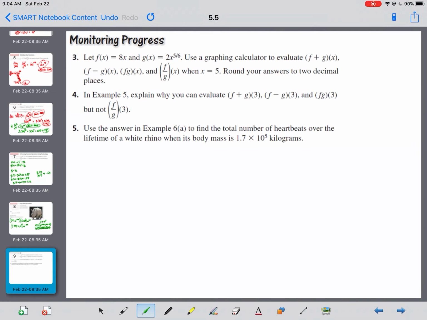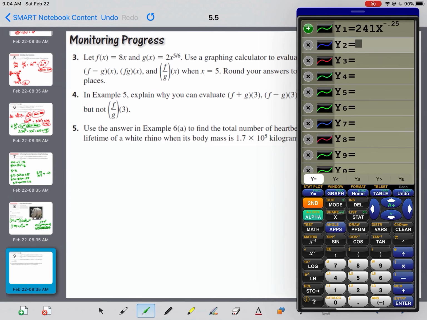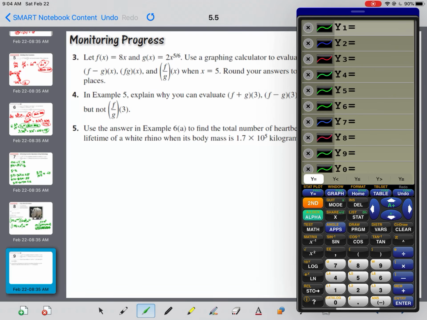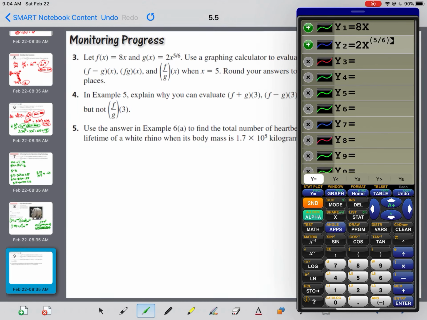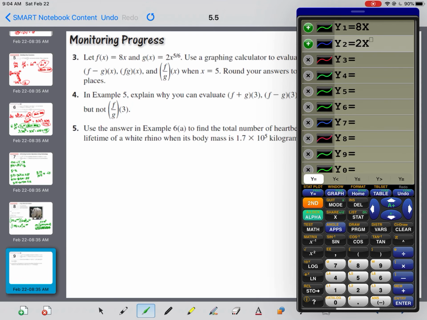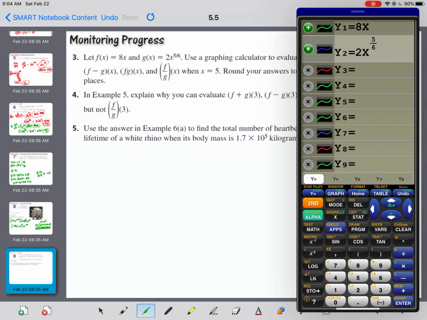Okay. Let f of x equal 8x and g of x equal 2x to the 5/6. Use a graphing calculator. Ooh, we like that. So I'm going to go to y equals and clear out my business. The first one is 8x. The next one is 2x to the, and then 5/6. So I'm going to do parenthesis 5 divided by 6. You can write it like that. You can go back in there, delete all of that stuff. You could do alpha y equals n over d and do 5/6. Whatever your calculator will allow, that is fine.